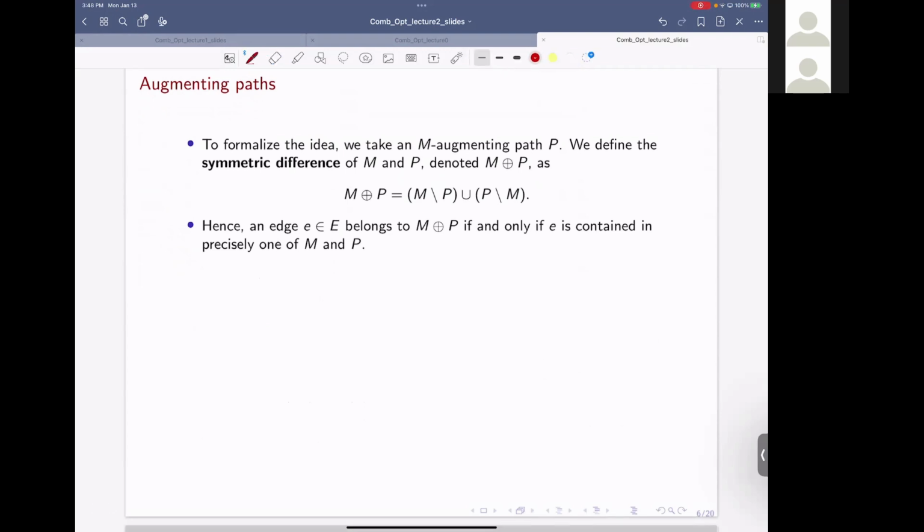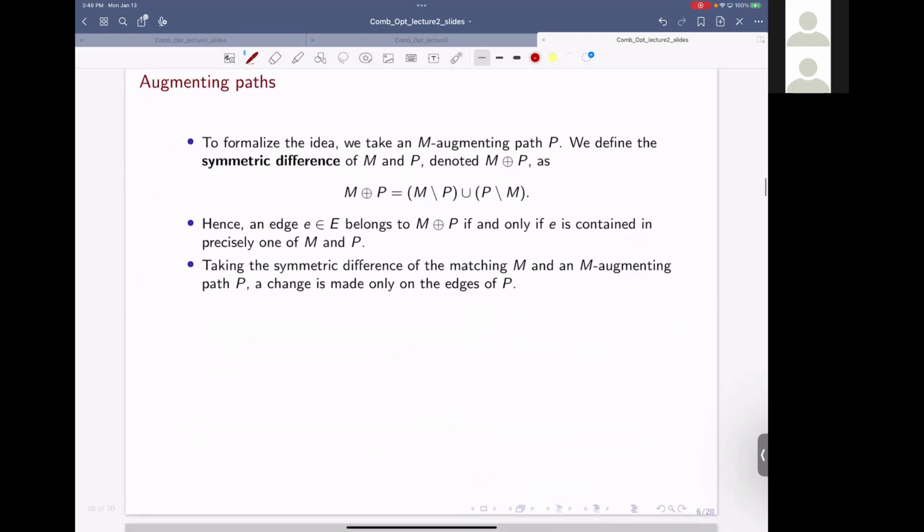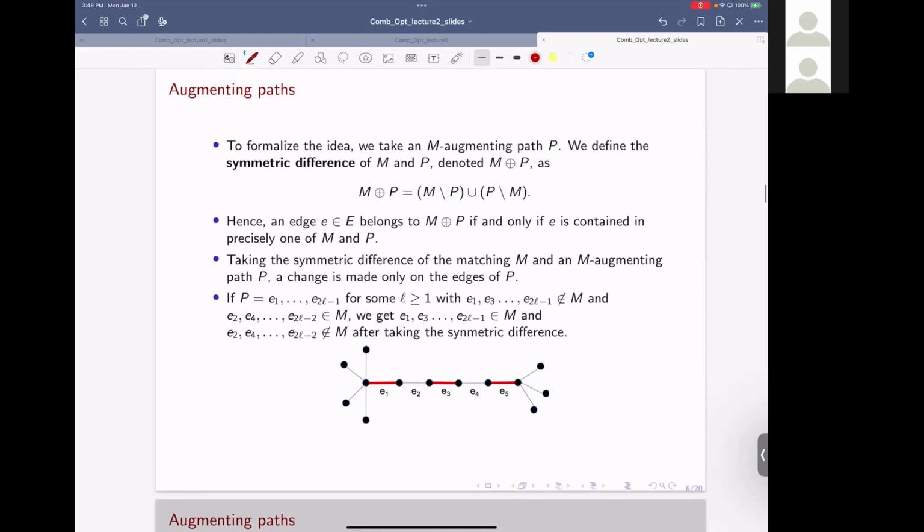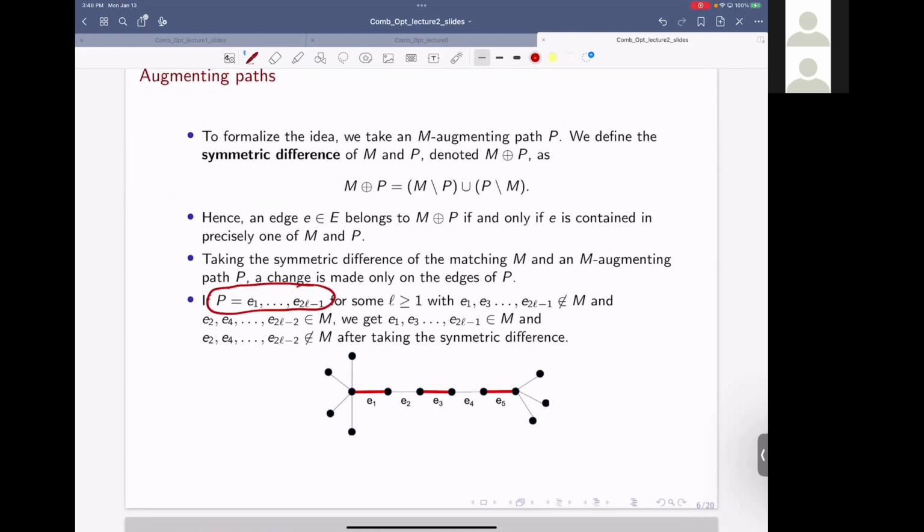So you can prove that this gives you another matching, and the size of this symmetric difference will be 1 larger than the original matching, which you can formally prove. So basically, again, if you have an M augmenting path, this has an alternating structure, and the two ends are M exposed. It has to have an odd length, and let's say the internal edges are part of the matching. Then you take them out, but you add the other edges to the matching.